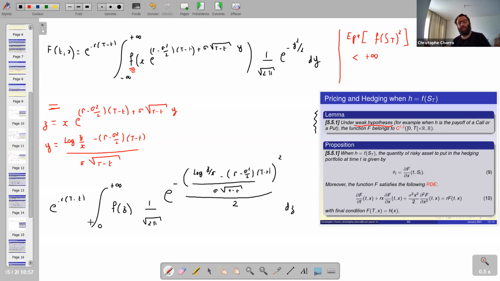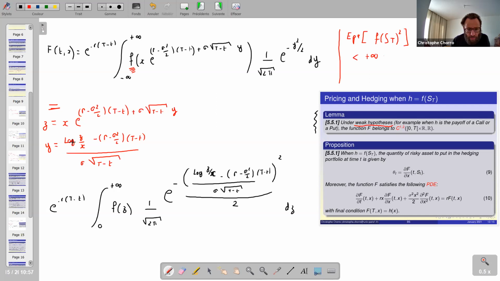And why is it nice here? It's nice because now what I have inside the integral is something that depends on classical mappings. So studying the regularity of this integral in t and x is the same as studying the regularity of this integral. So maybe I have made a little mistake.